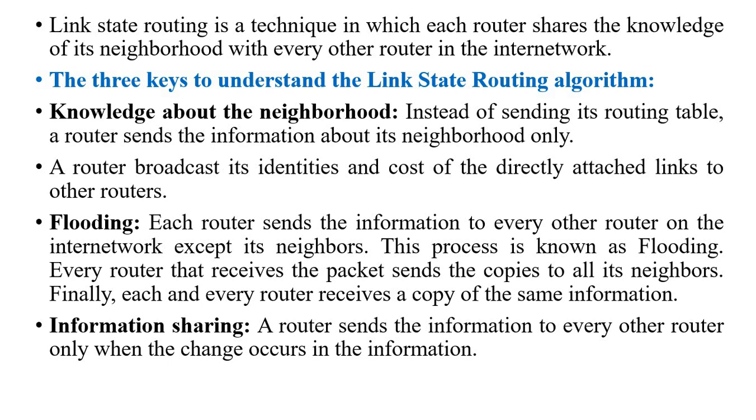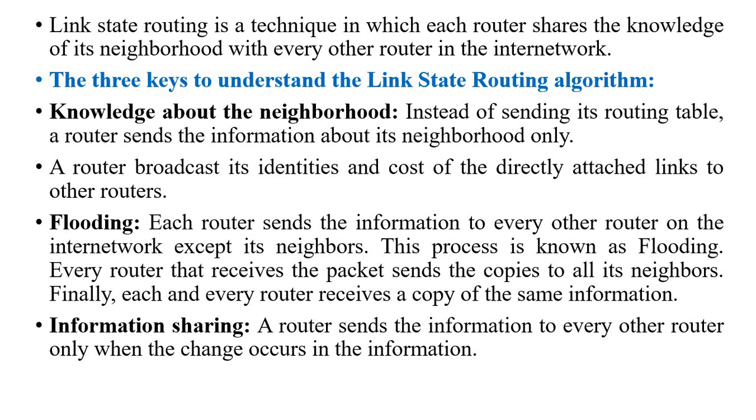Link state routing is a technique in which each router shares the knowledge of its neighborhood with every other router in the network. After collecting the data from the neighbors, the individual node will start to update its own table, and based on its updates, every node will come to know by forwarding the data to which node they can easily reach the destination.